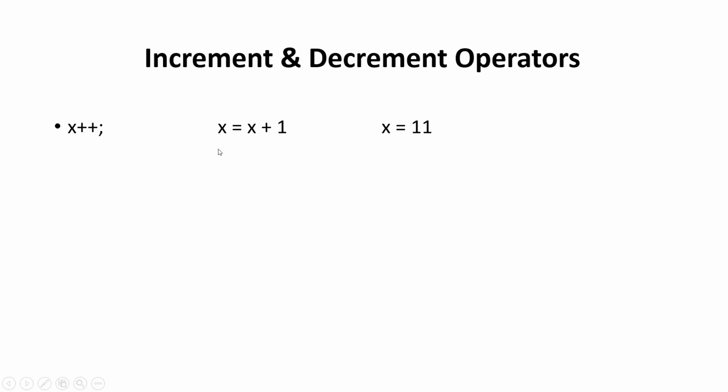x++ is also like this, x equal to x plus 1. So if x value is 10, then after the operation its value will be 11. x-- is also like that, x equal to x minus 1. If x has value 10, then its last value will be 9.